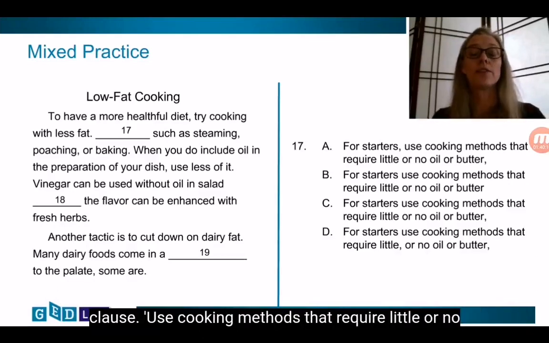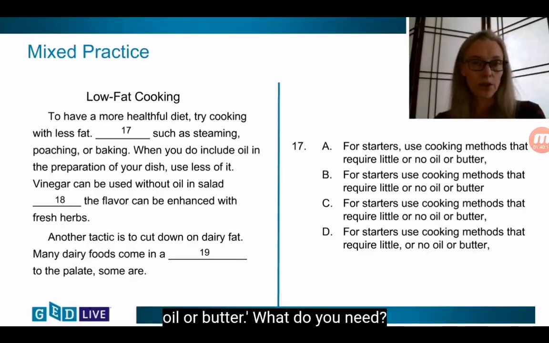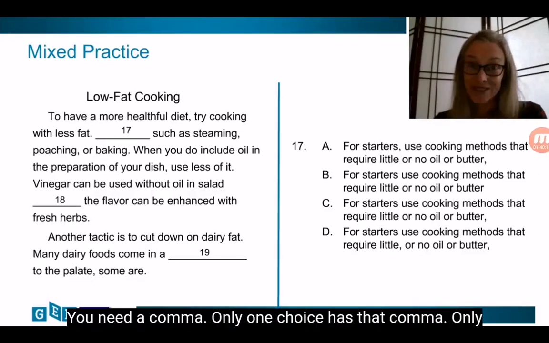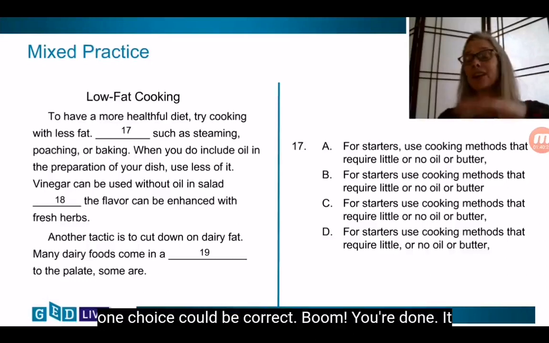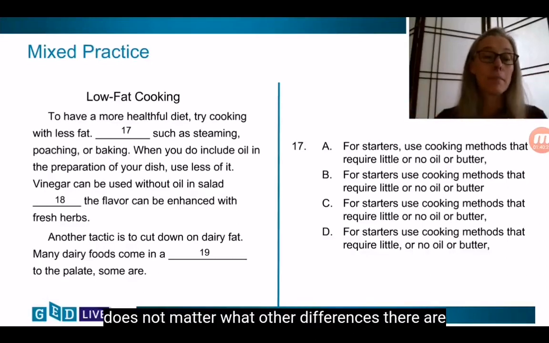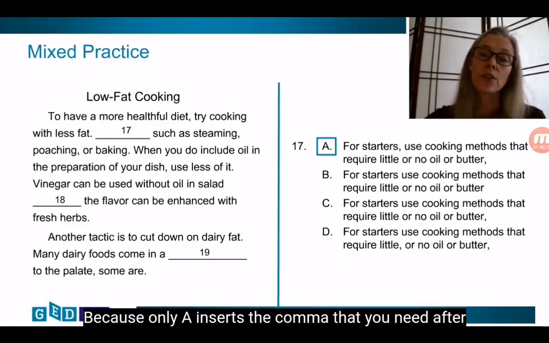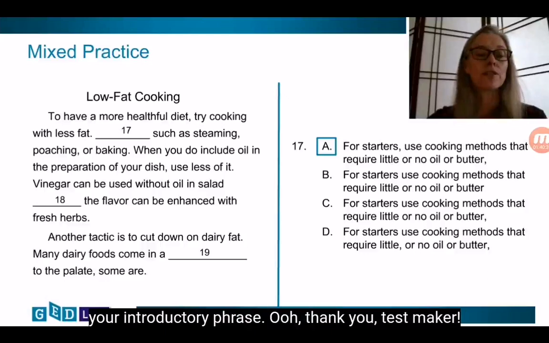Use cooking methods that require little or no oil or butter. What do you need? You need a comma. Only one choice has that comma. Only one choice could be correct. Boom, you're done. It does not matter what other differences there are among the answer choices. It has to be A, because only A inserts the comma that you need after your introductory phrase.